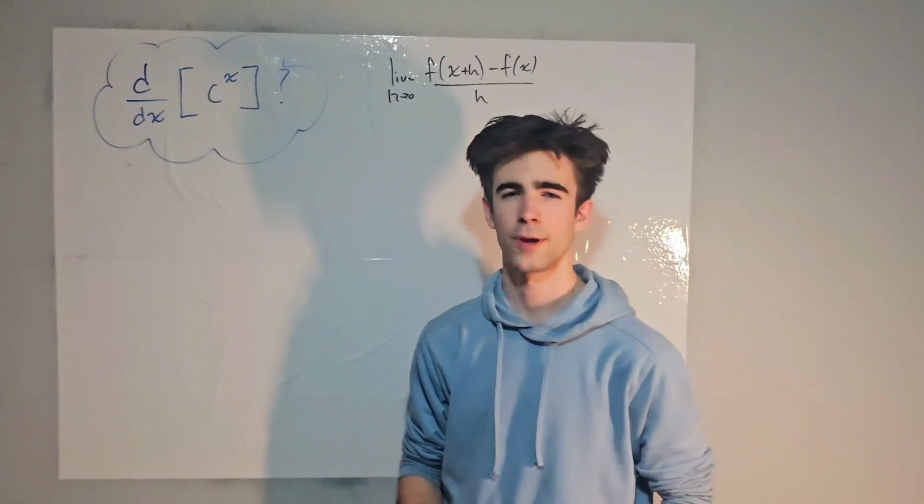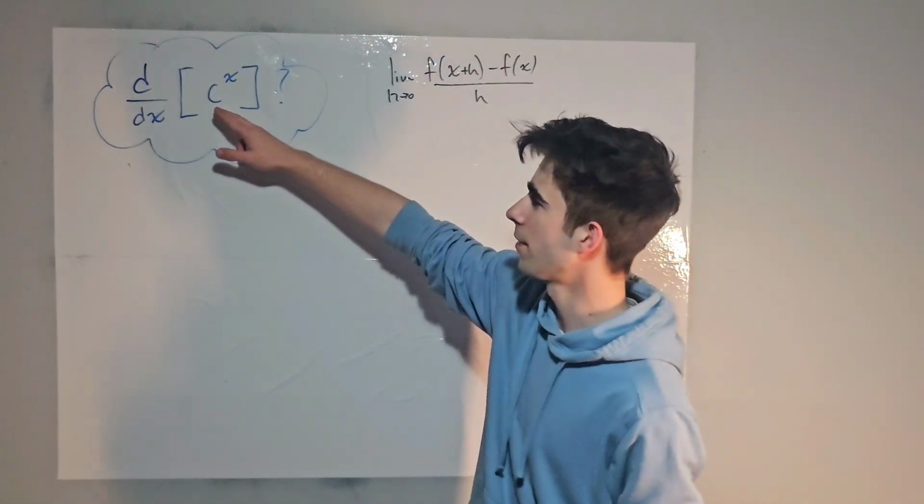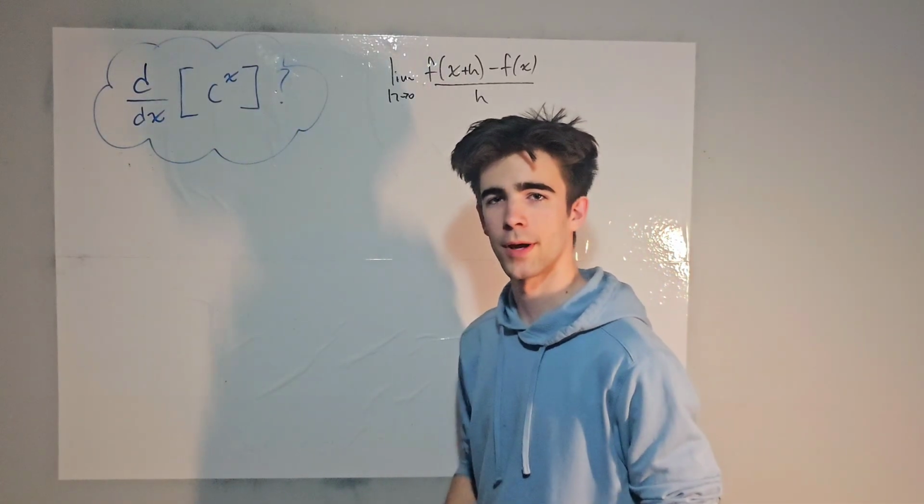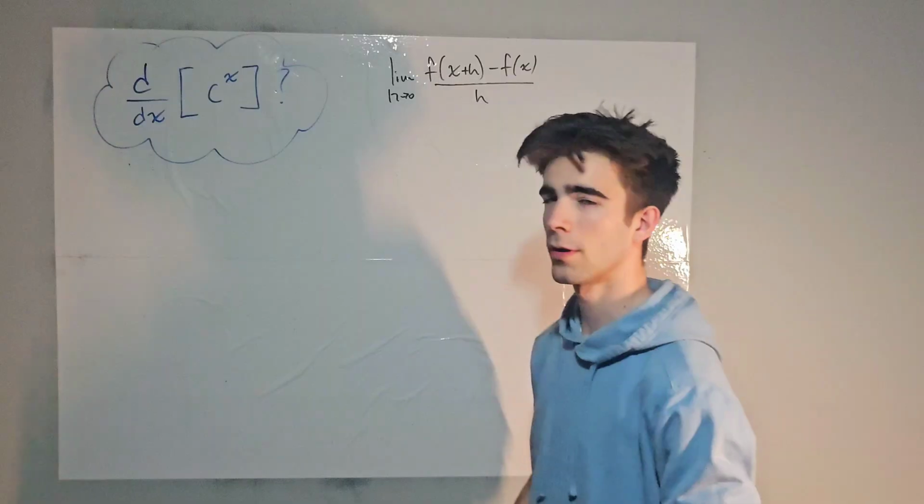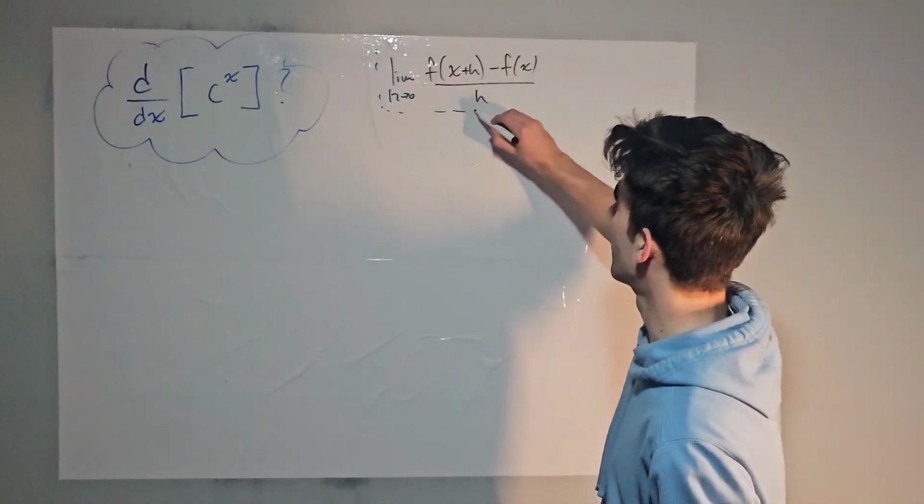Today I'd like to look at how we can differentiate exponential functions like this, where we have a constant raised to the power x. And there's a formula that you might have learned, but I'd like to go over a proof of why that works and where it might come from. So we're going to be using the definition of a derivative here.